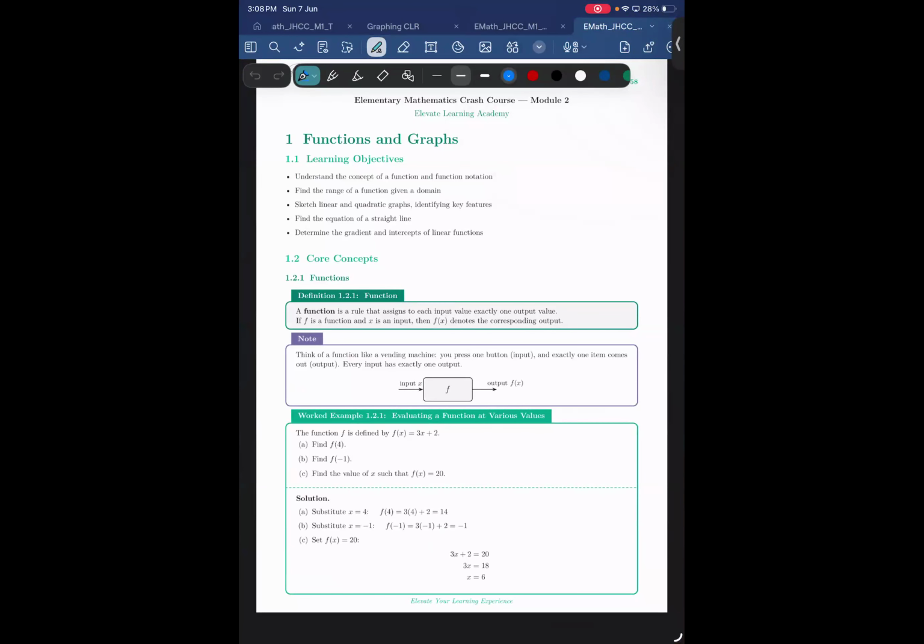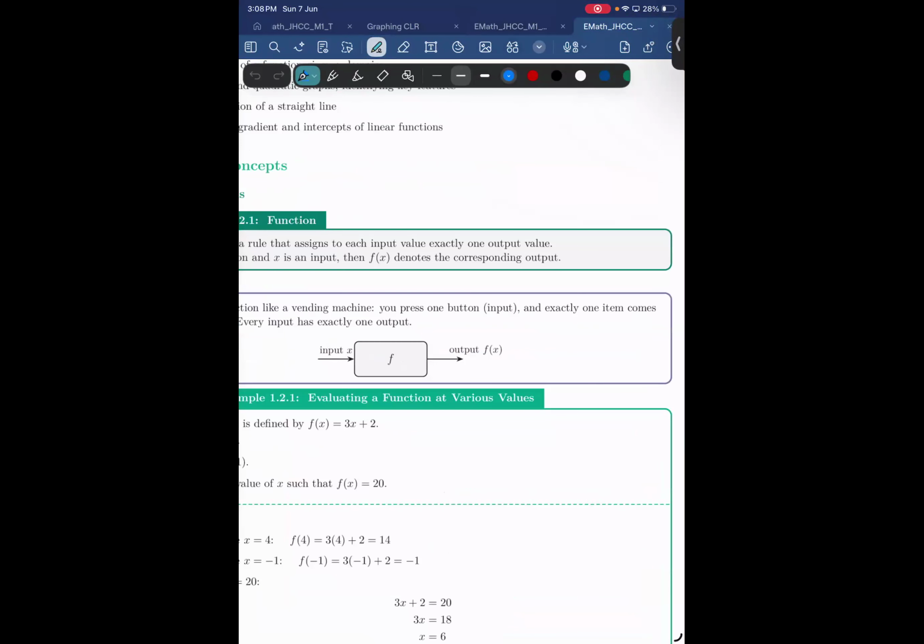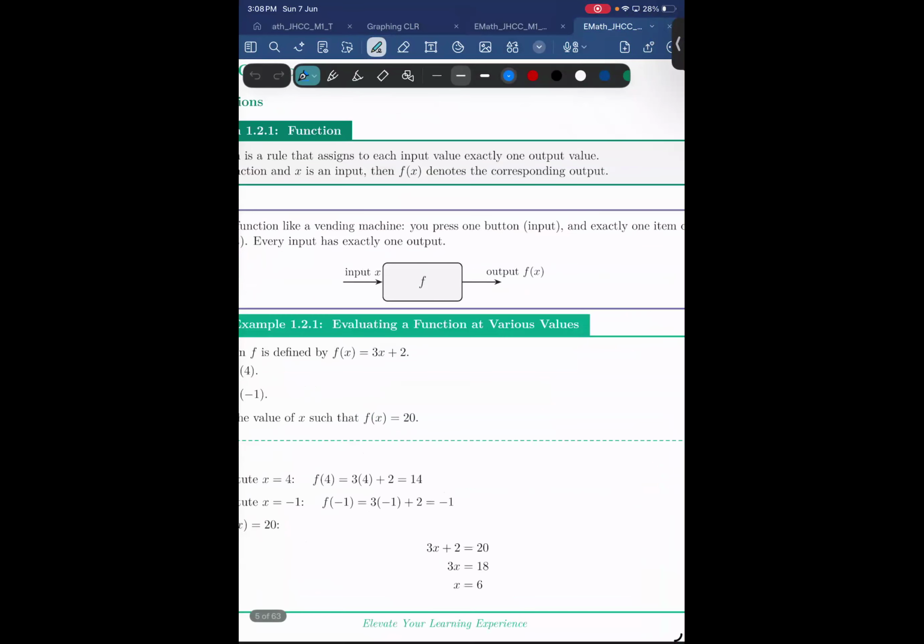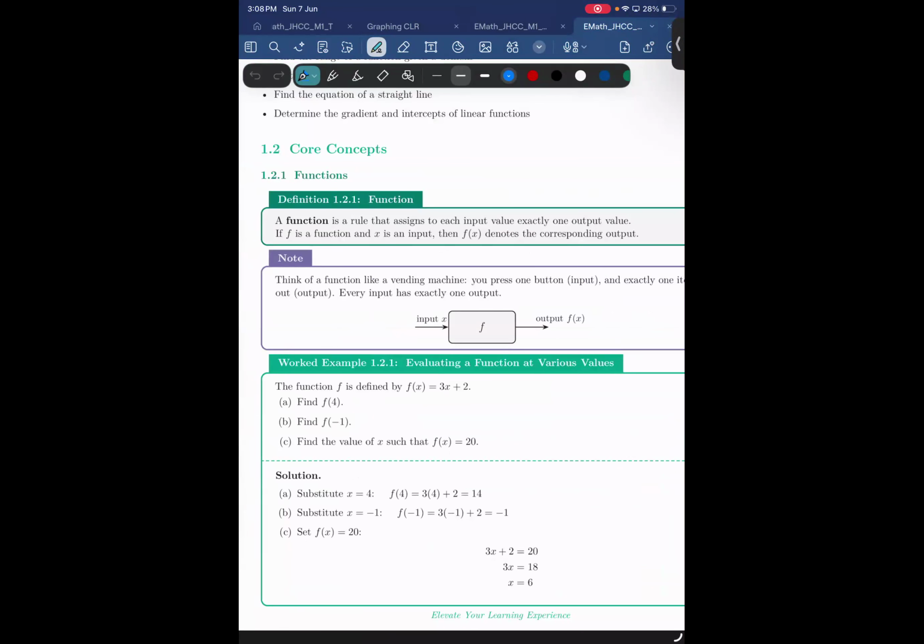So let us see an example. With this notation, they give you f(x), which is basically a function in terms of x. If I want to find f(4), that's when I want to substitute x equals 4. f(-1) is when I want to substitute x equals -1. Then for part C, f(x) equals 20, so that means 3x plus 2 equals 20. We solve the equation.